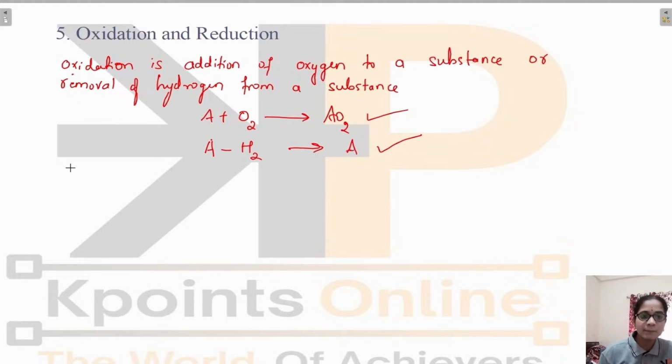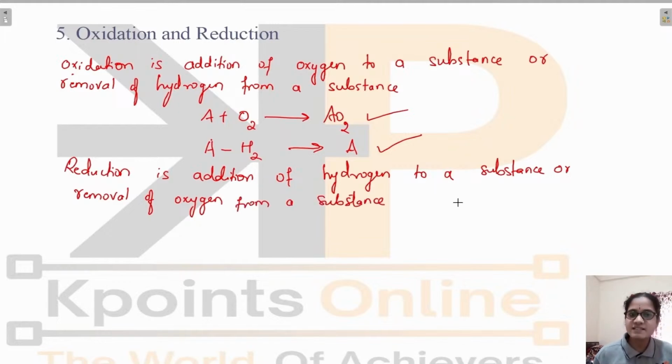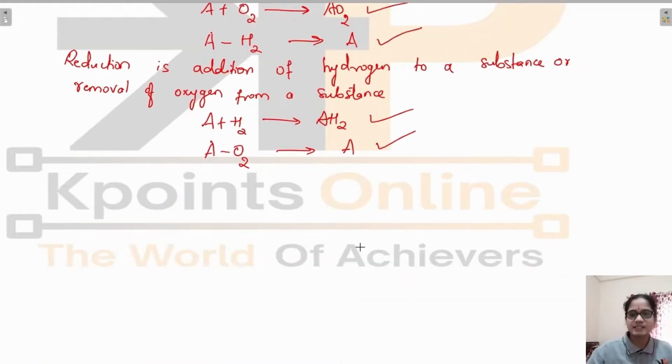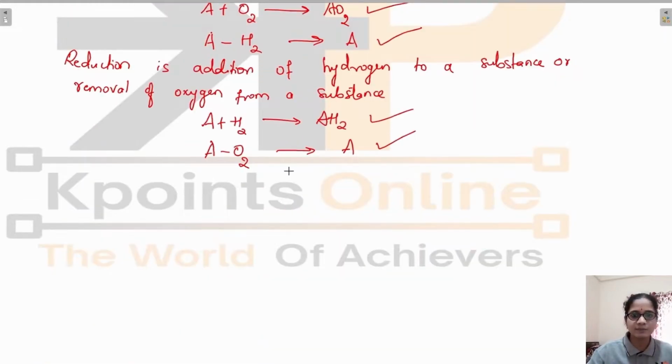Okay, then what do you mean by reduction? It is quite opposite. Reduction is the addition of hydrogen to a substance or removal of oxygen from a substance, then it is called reduction. Suppose we are adding hydrogen here, it is called reduction. If we are removing oxygen, then also it is called reduction. Okay, this is a general idea about oxidation and reduction. Let us see the examples for them.